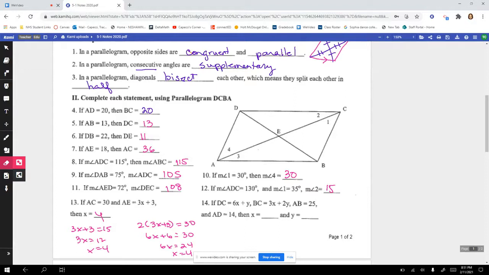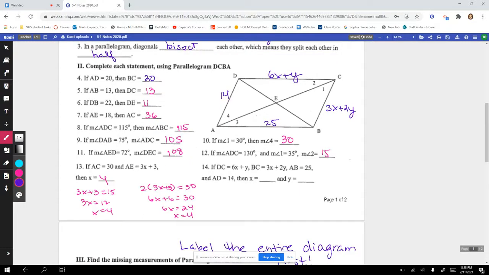Okay, looking at the next one, we have DC is equal to 6x plus y. So we're going to label that side. And we have BC is 3x plus 2y. And then we have AB is equal to 25. And AD is equal to 14. Now I know that opposite sides are congruent, so I know 6x plus y is equal to 25. And I know 3x plus 2y is equal to 14. Now I have two variables and two equations, so I have a linear system, right? So we can either use substitution or elimination to solve it.